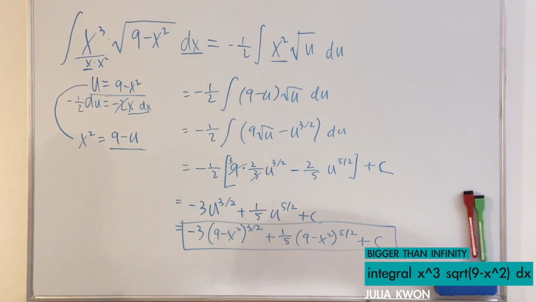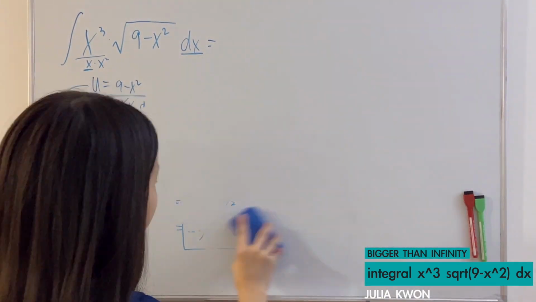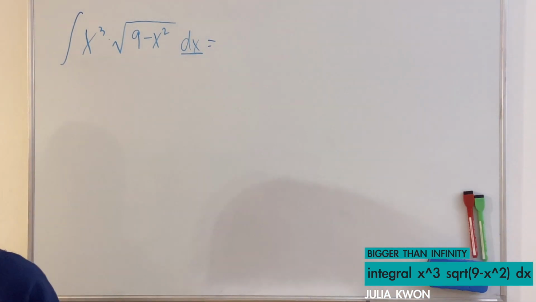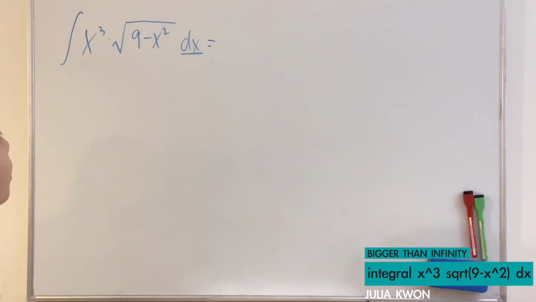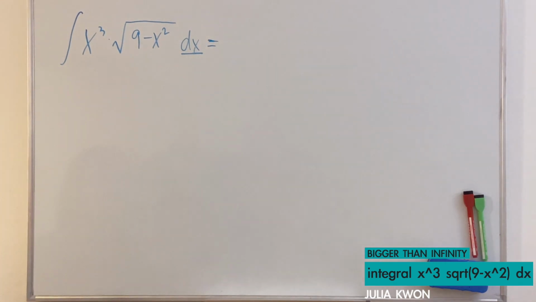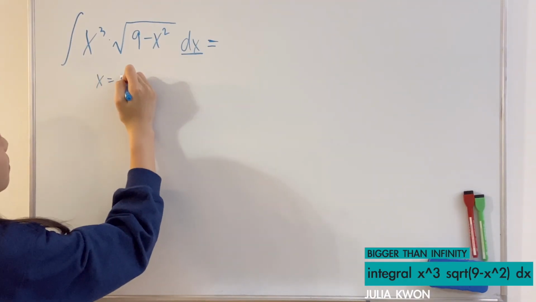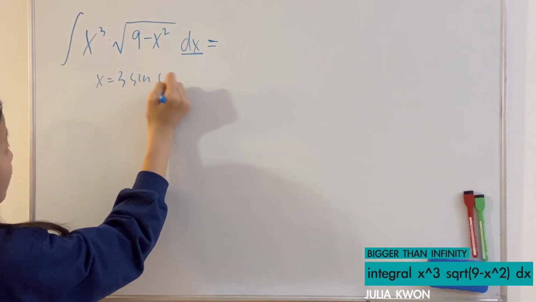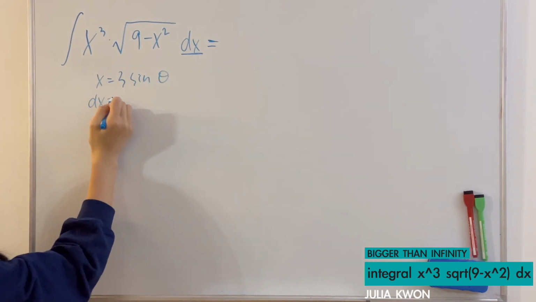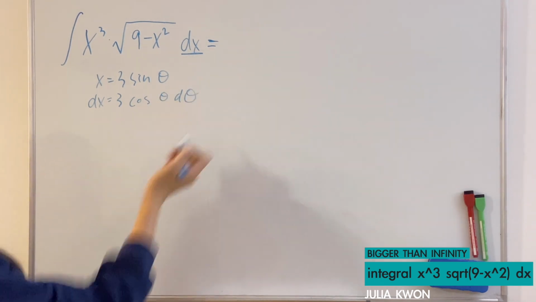Now I'm going to teach you guys how to solve for this integral the other way. For the other way to solve for this integral, we're going to use trigonometric substitution. If we set x equal to 3 times sine theta, then that would give us dx as 3 times cosine theta d theta.